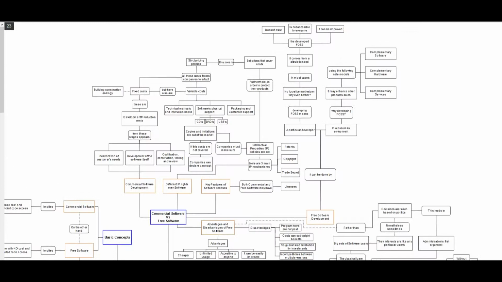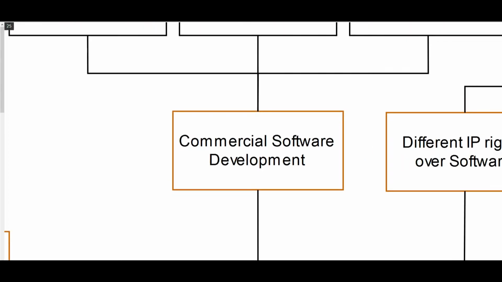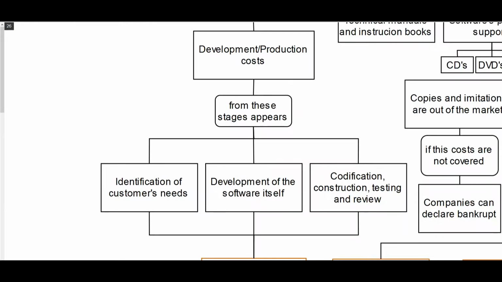Now let's move on to the commercial software versus free software arguments. The first one comes from the commercial software development. We have to know how it's developed. So first, you have to identify the customer needs, the development of the software itself, and the codification, construction, testing, and review of the code. From these three stages appears the development production cost.